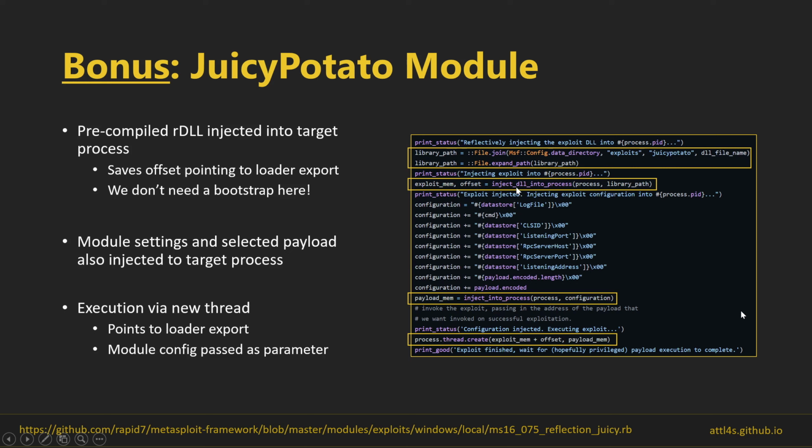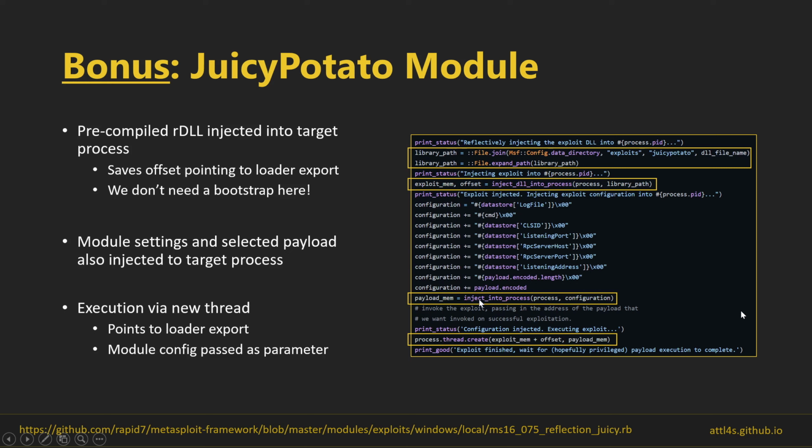Then we see how inject DLL into process. It injects the Juicy Potato reflective DLL into a remote process and gets the offset to the reflective loader function, because here we are not using any bootstrap. So the code itself saves this location for later use. We then have all the configuration settings and the payload, the encoded payload.